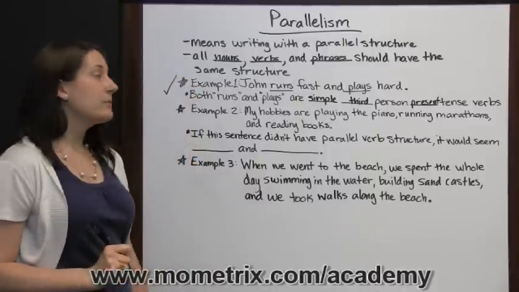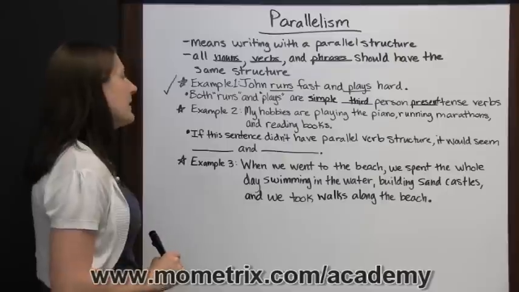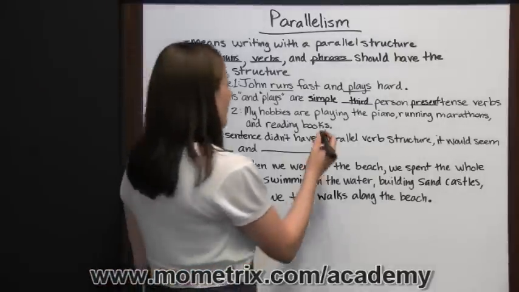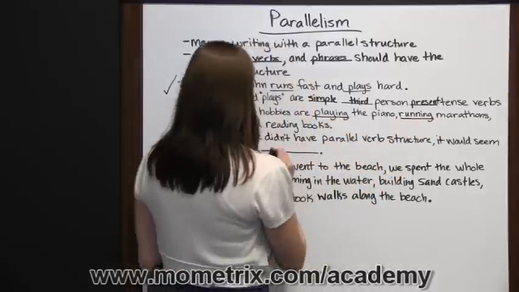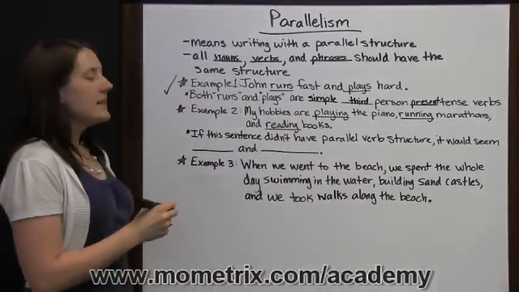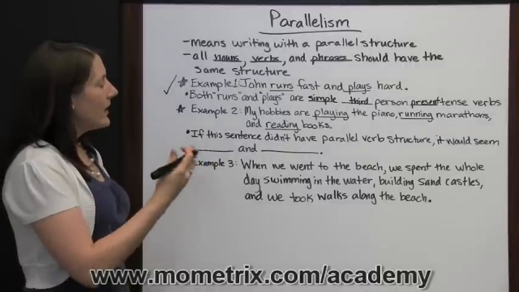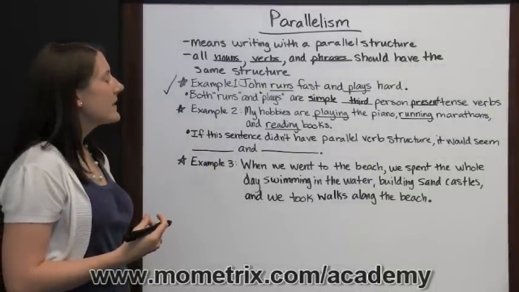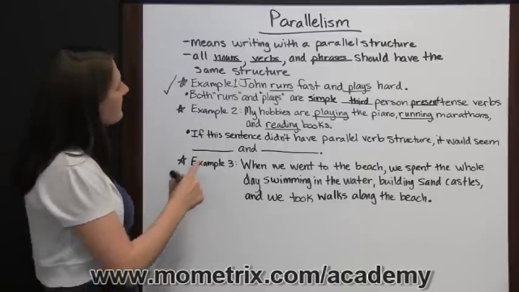Let's look at example 2. My hobbies are playing the piano, running marathons, and reading books. So we have 3 phrases there, but they all start with verbs. So let's look at those. Playing the piano, running marathons, reading books. This sentence also has correct verb structure. Playing, running, and reading are all present tense, and they all have ing as a suffix for them.